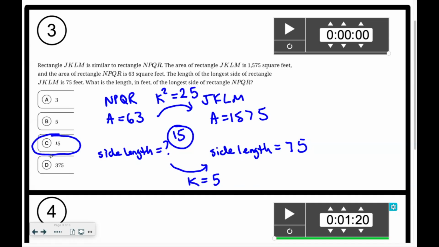I have a question. Yeah. Instead of doing that, I did side length over area is equal to side length over area. So I did 75 over 1575 is equal to x over 63. But my answer wasn't right. I got 3 for that. Exactly. That's because it's not a direct proportion, because the areas don't behave by the scale factor. They behave by the scale factor squared. Okay, so if I had done 75 over 1575 squared is equal to x over 63 squared, would it work?